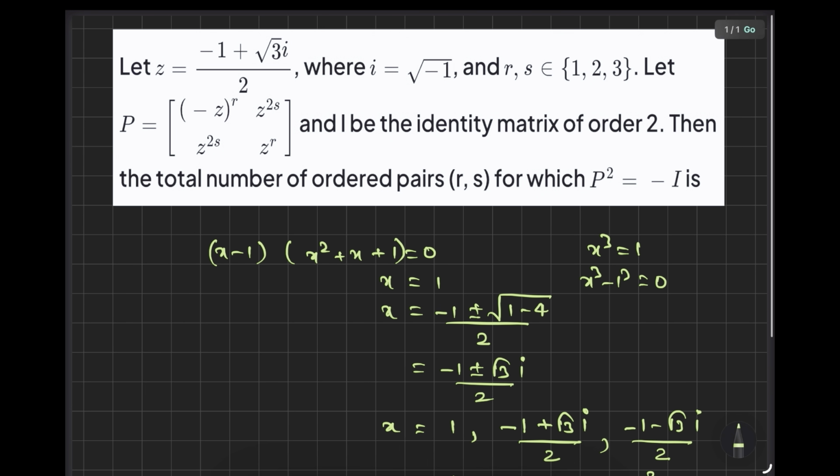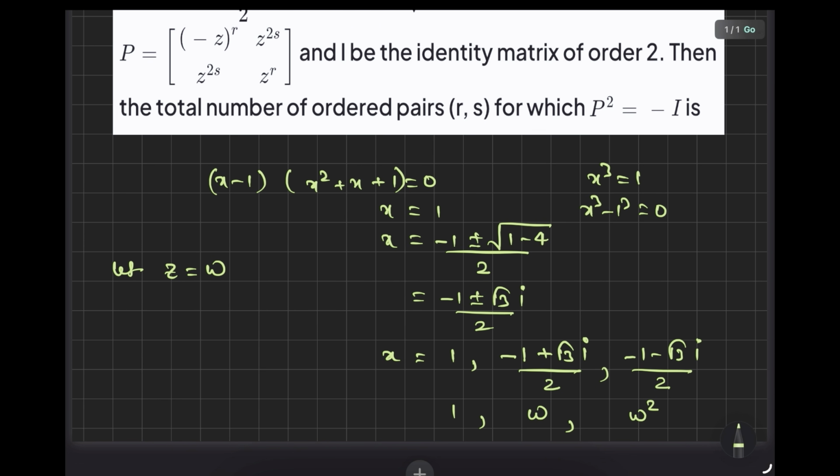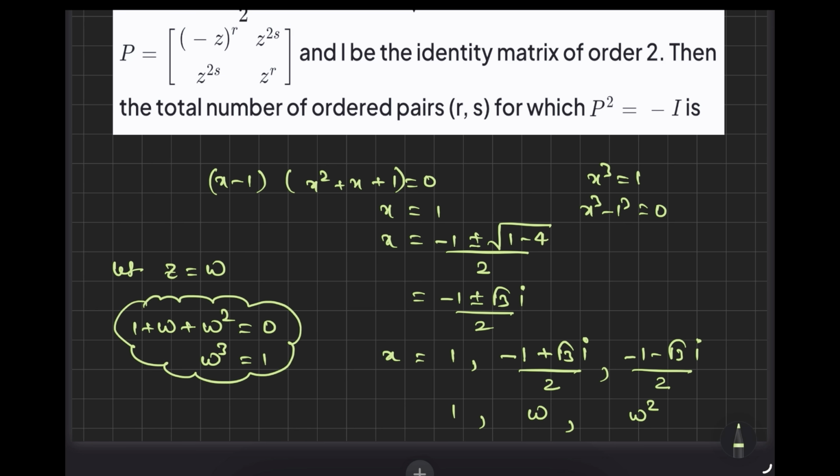So from now onwards, if you observe this equation, you have to conclude that you will have roots as omega and omega square. Okay, so z is omega. And some properties you have to handle: 1 plus omega plus omega square will be equal to 0. This is the first property, and omega cube equals 1. So these two results you have to digest.